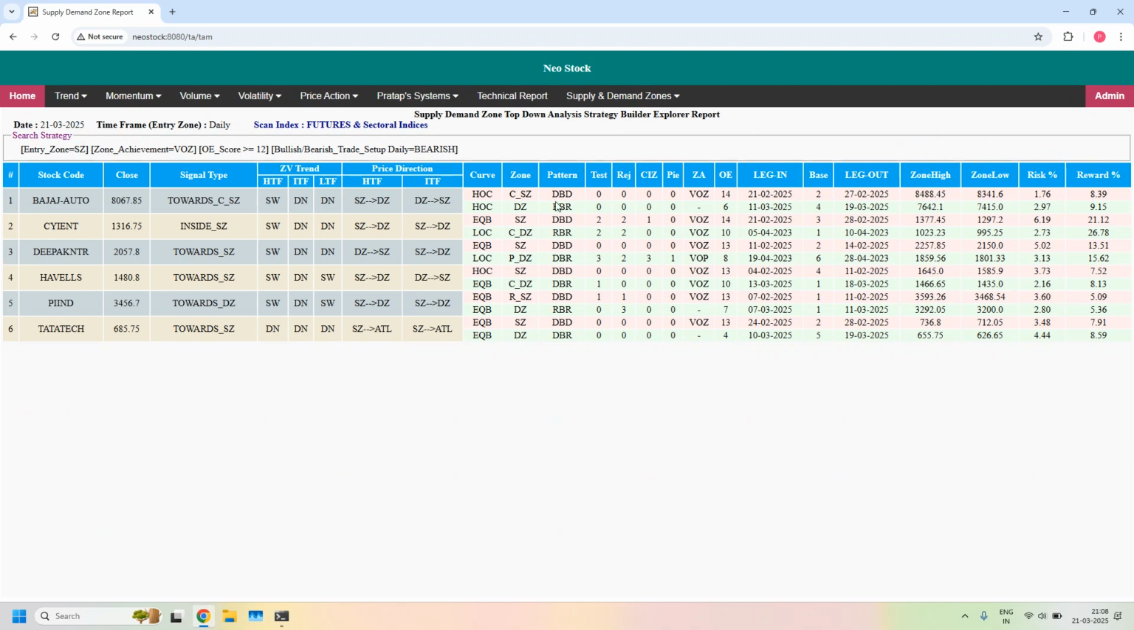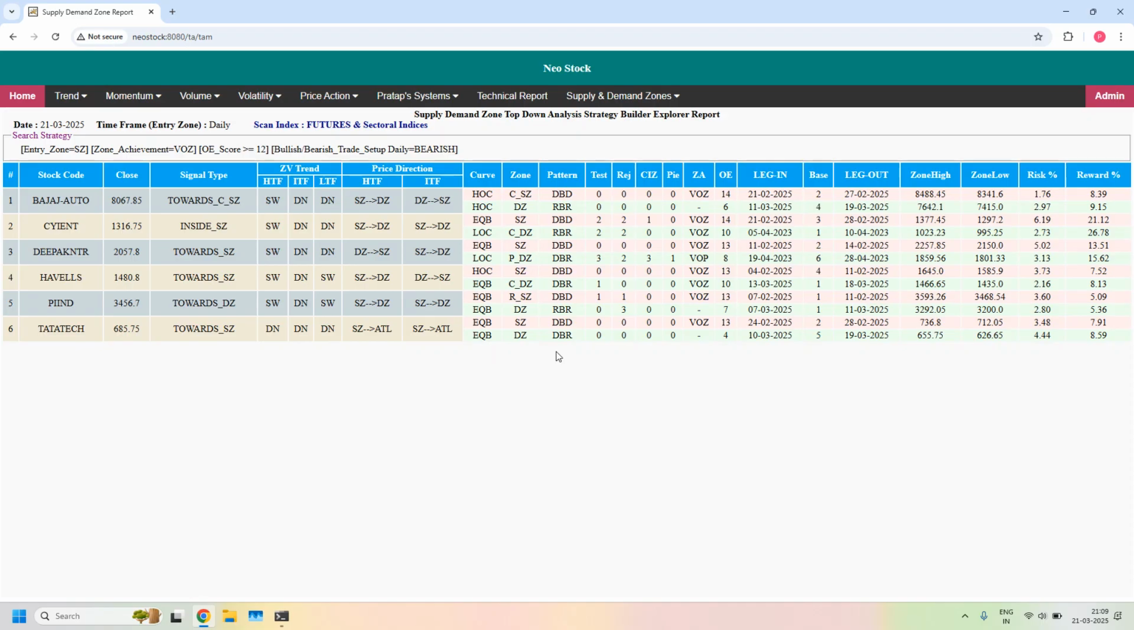At present, these 6 stocks are supporting a bearish trade setup for monthly income trade, and all these entry time frame zones are daily supply zones. We have 6 daily supply zones, entry supply zones which are supporting the bearish trade setup for monthly income trade. Okay, out of these 6 daily supply zones, how many have an even higher probability of success?